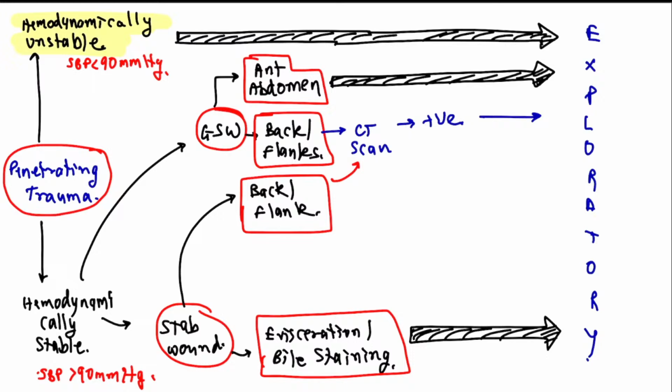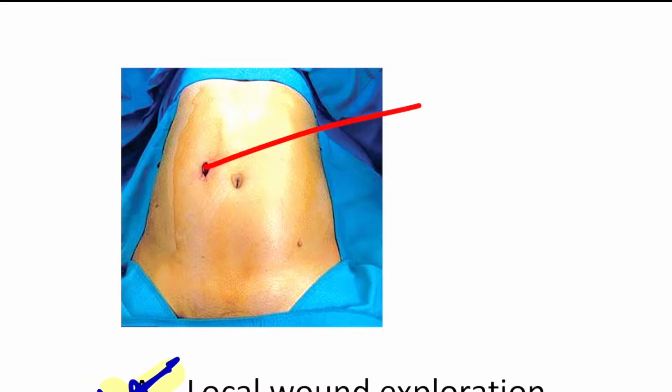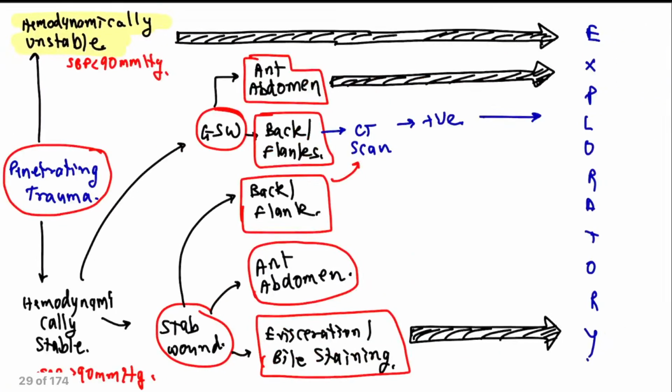Now lastly, let's say there is a stab injury to the anterior abdomen. This is a scenario which has been shown to you in this particular image. In the image, you have this particular stab injury which has happened to the anterior abdomen, and they are asking you what you have to do. The answer, as I told you, is a local wound exploration.